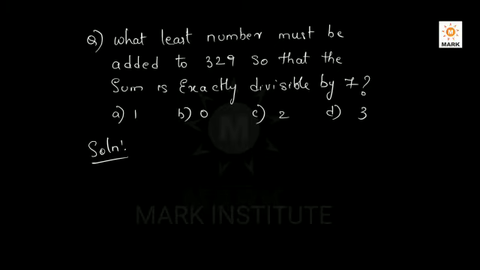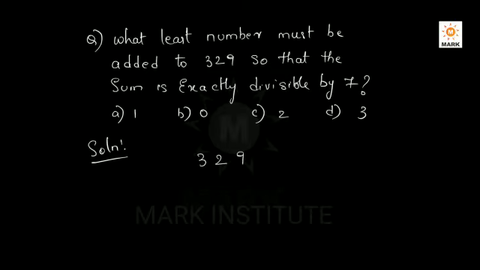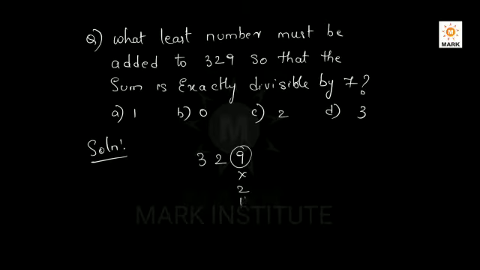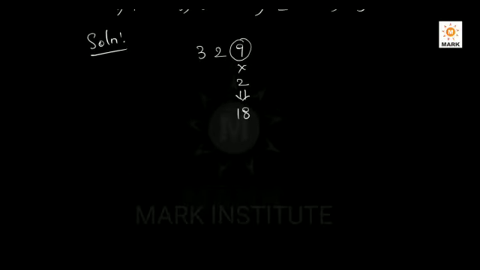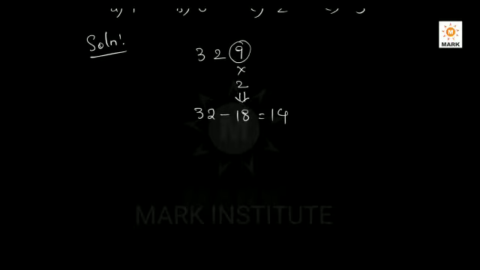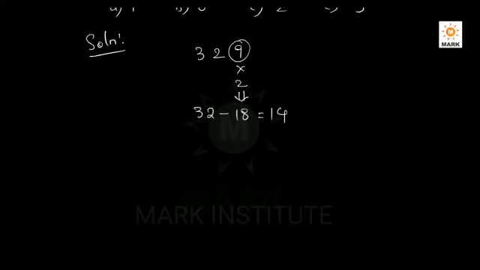Double the units digit and subtract from the remaining number. So let us take 329. If I take double of the units digit, that means 9 into 2, which will give you 18, and I am subtracting this 18 from 32, so I got 14 as the answer. We know if this difference is exactly divisible by 7, then the entire number is divisible by 7.